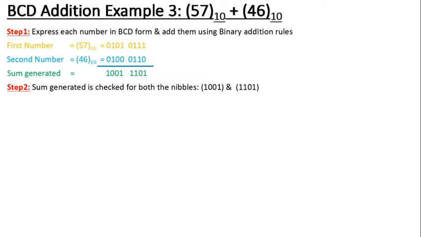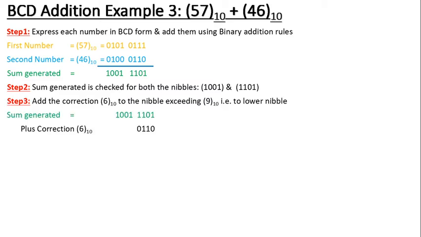So in the subsequent step, step number 3, add the correction 6 to the nibble exceeding 9, that means the lower nibble. Here the sum generated in step number 1 is written down once again, and the correction of 6 decimal, that is 0110, will be added to that lower nibble. It is written in the proper way on the right side. Then you carry out this addition, taking some time.